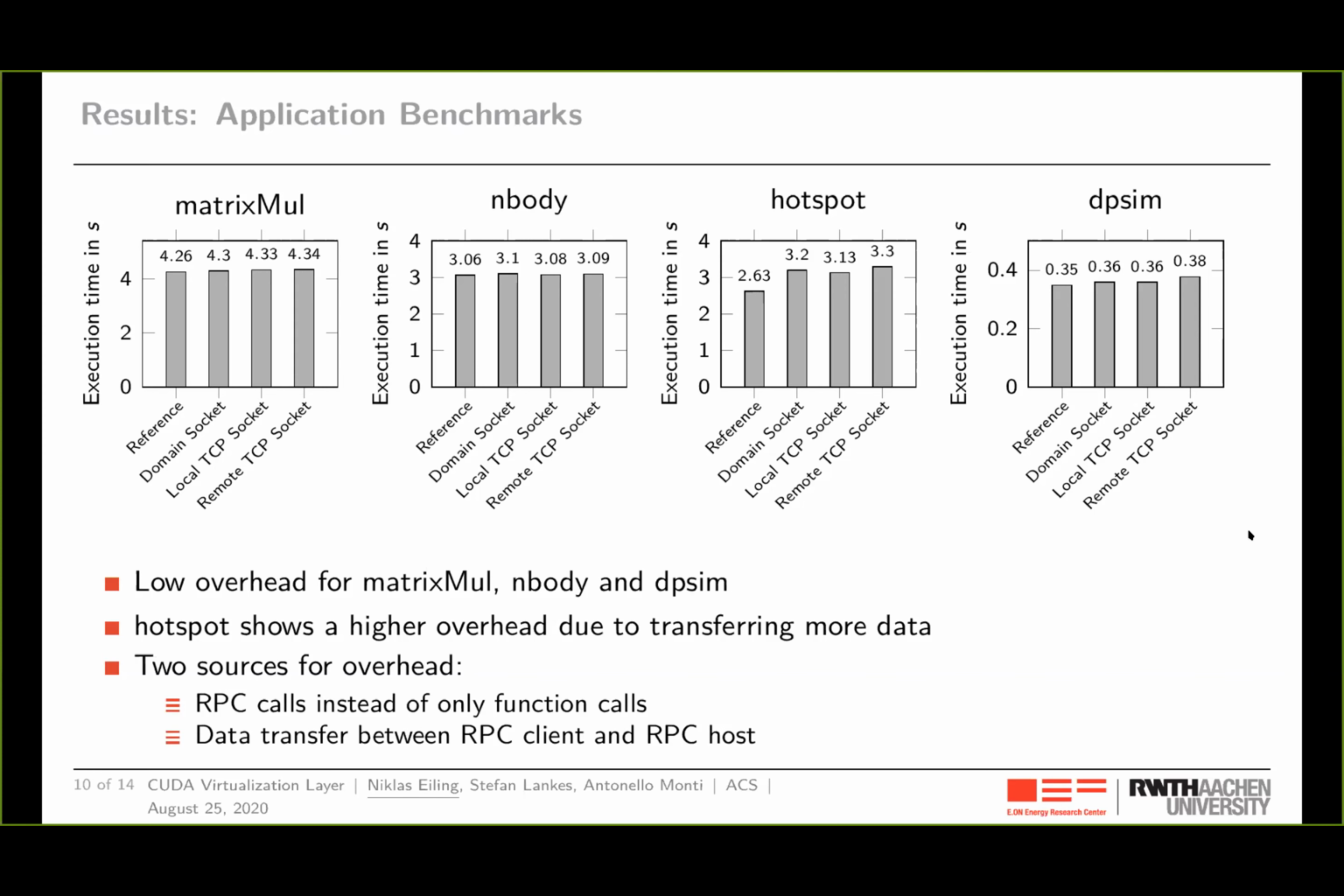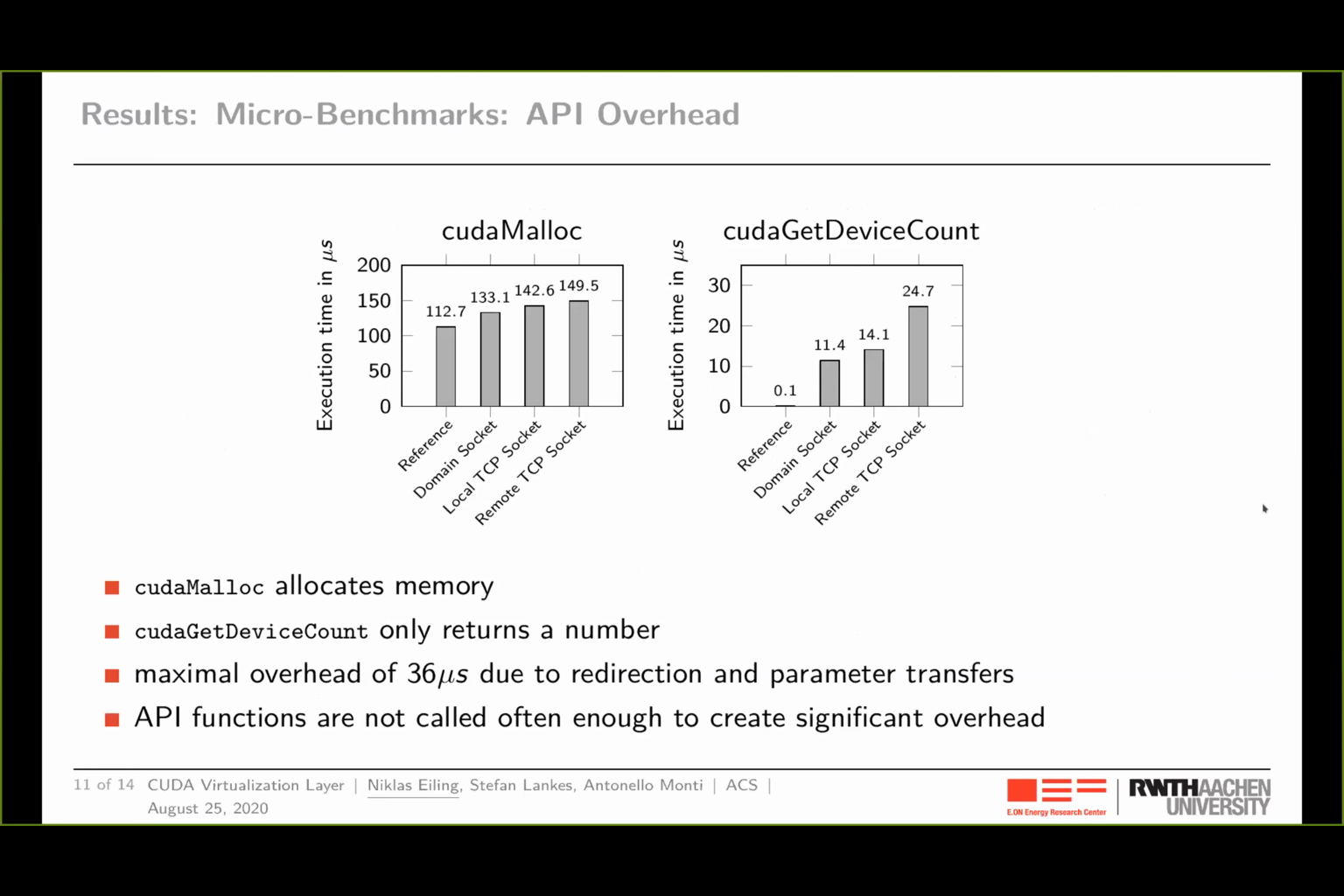So to measure these two sources for overhead in more detail, we also measured these overheads in micro benchmarks. So first, for the API overhead, we measured the execution time necessary for the two functions CUDA malloc and CUDA get device count. CUDA malloc just allocates memory, and as we can see, even without virtualization, this function already performs quite a bit of work. So while the overhead is definitely there, it's comparatively not that high.